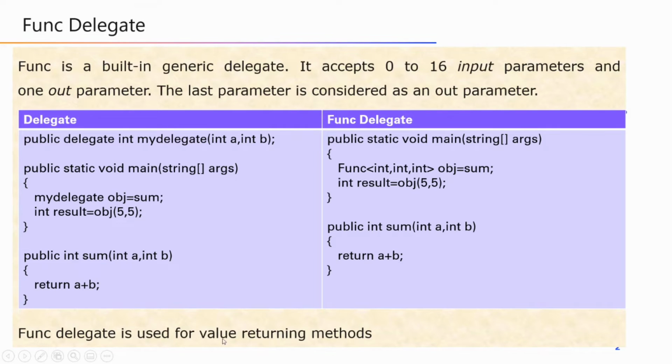Func delegate is used for value returning method. If the method has no return statement, we cannot use func in that place. In that place, we can use action delegate. In our next video, we see action delegate.